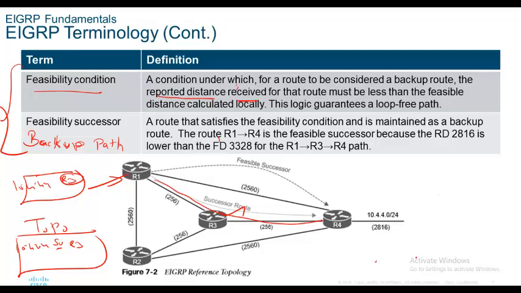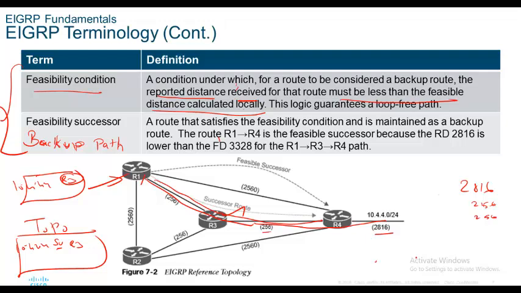The successor route metric is what? The feasible distance, the successor value. That is, the feasible distance calculated locally. Feasible distance is nothing but the total distance from local to the destination on the best path. It is 3328.